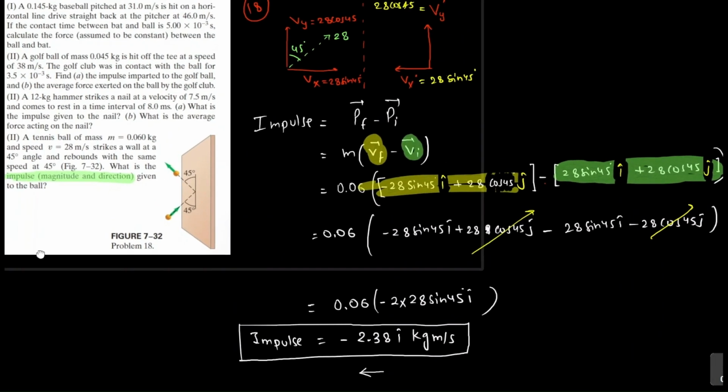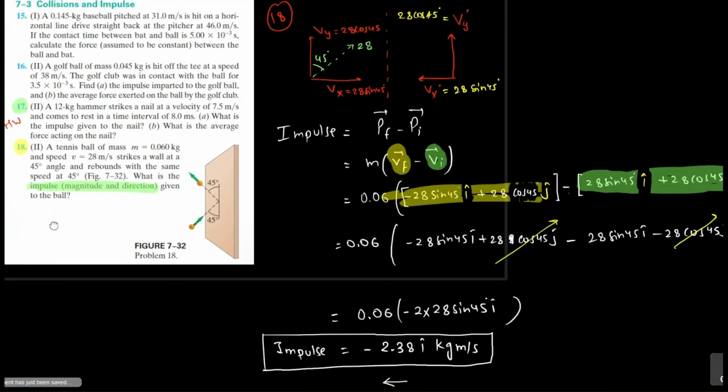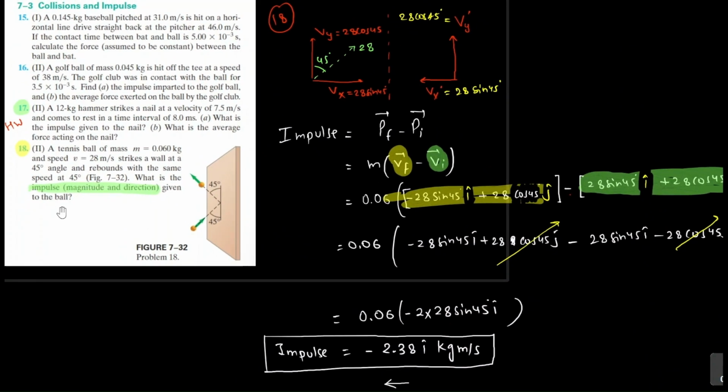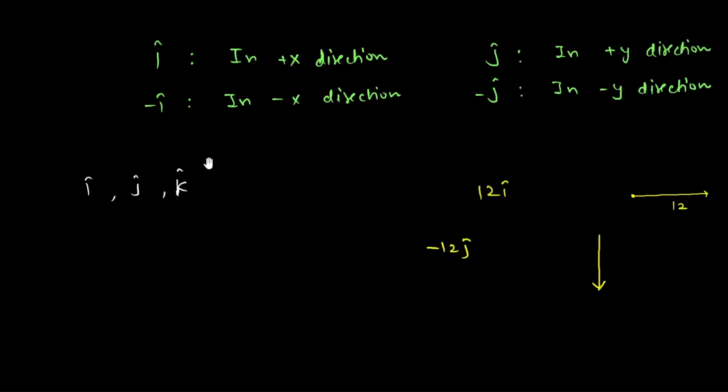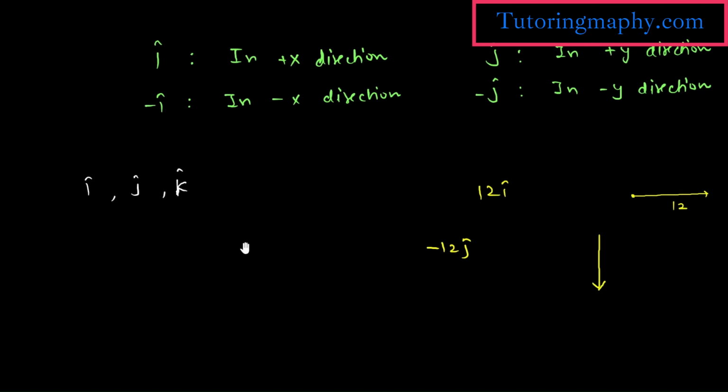I'll zoom out. So let me just write down a little bit about I cap, J cap. This is positive x direction. Right, here you go. This is the board. Negative x direction. Positive y direction. Negative y direction.